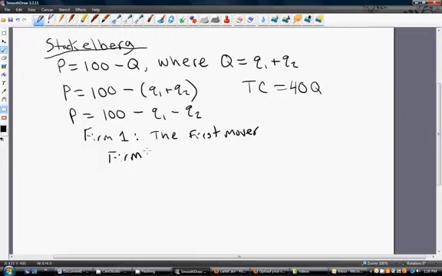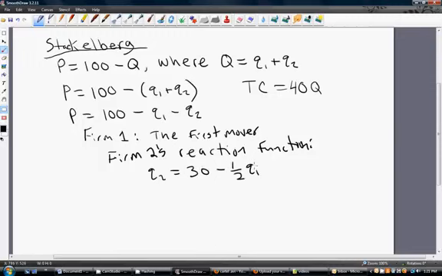Firm 2's reaction function is given by the following. We found that result from the Cournot video. So if you can't remember that, you might want to review the Cournot video to figure out how to get a reaction function. But firm 2's reaction function is given by the following.